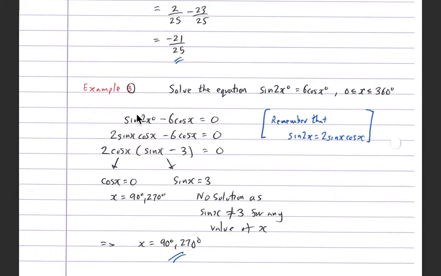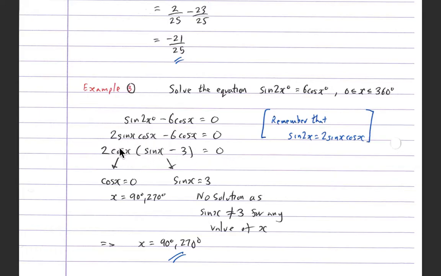And here we need to use the expansion. We cannot solve an equation normally that has a single angle and a double angle, so we have to remove this and replace it with the single angle expansion. So remember that sine 2x is just 2 sine x cos x, so that's what we replace it with. Now this expression has a common factor. The common factor is cos x, so we remove that. 2 cos x bracket sine x minus 3 equals 0.